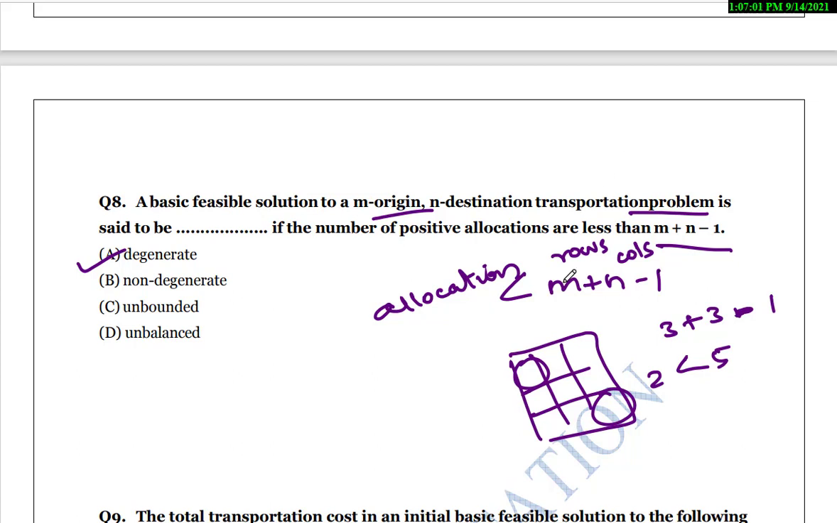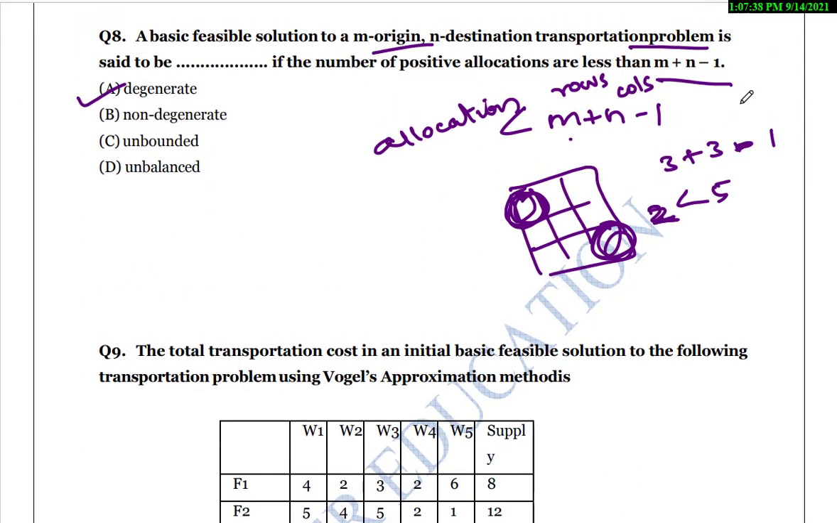But if you are doing allocations in a table, say 1, 2, and only 2 allocations are coming, and after that I am not able to do any allocation, then 2 is less than m plus n minus 1, that is 3 rows plus 3 columns minus 1. If 2 is less than 5, then it is called degenerate. A basic feasible solution to an m origin, n destination transportation problem is said to be degenerate if the number of positive allocations is less than m plus n minus 1. So this is also theory.